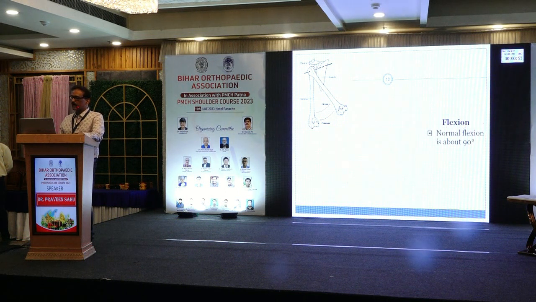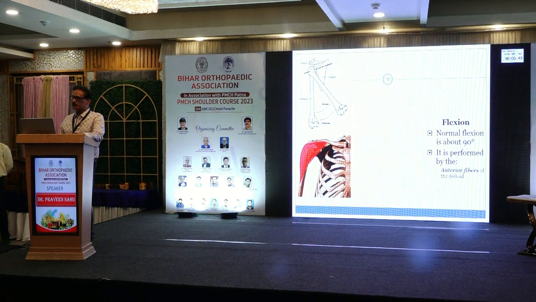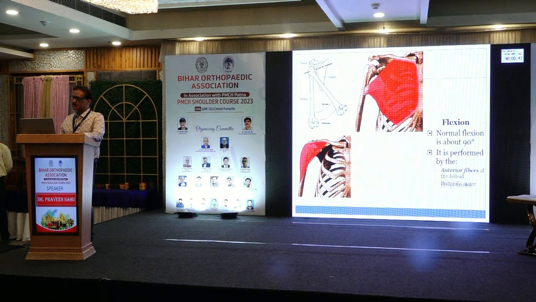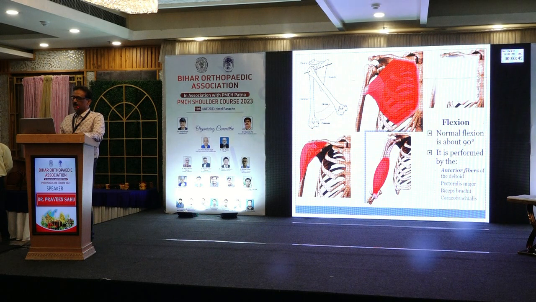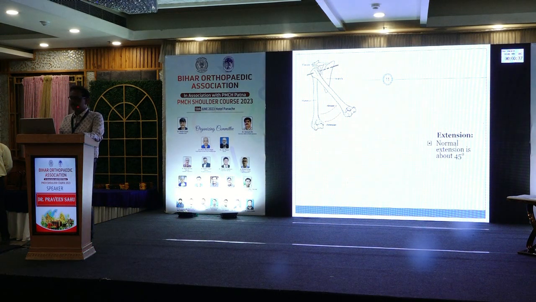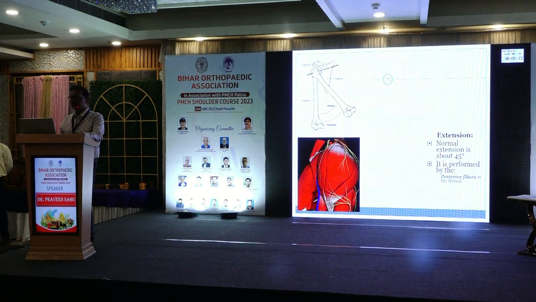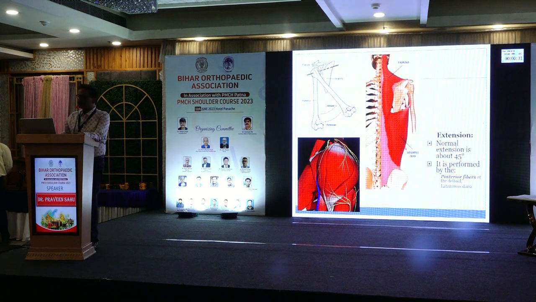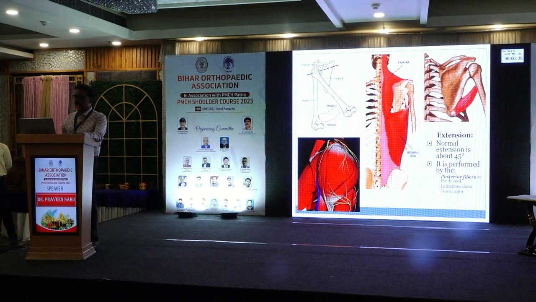Normal flexion is about 90 degrees. It is performed by the anterior fibers of the deltoid, pectoralis major, biceps brachii and coracobrachialis muscle. Extension is normally 45 degrees and it is performed by the posterior fibers of the deltoid, latissimus dorsi and assisted by the teres major muscle.